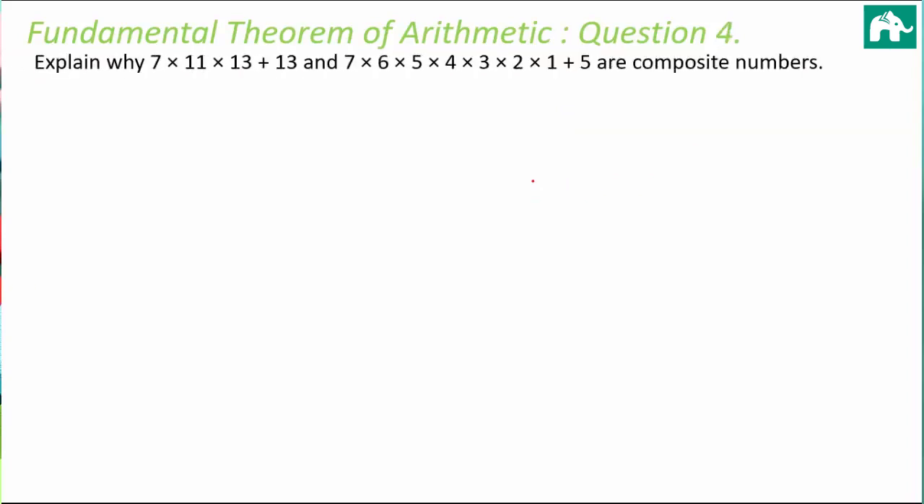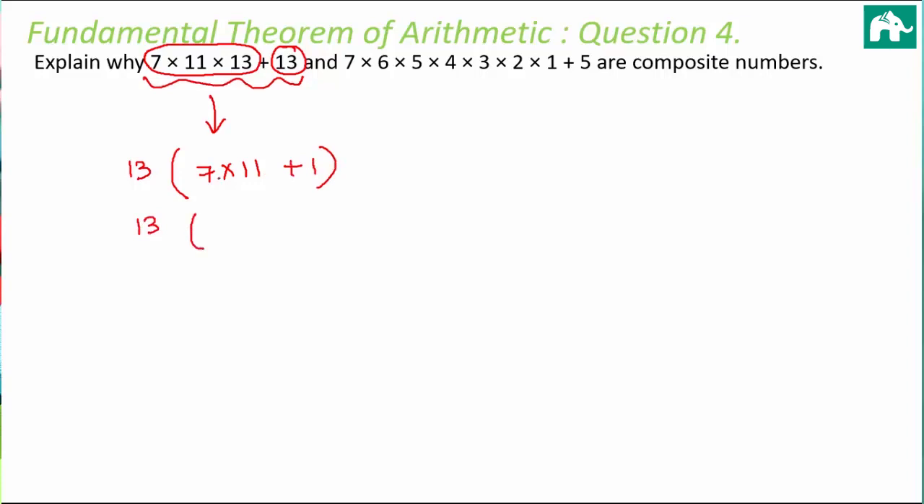Question number 4. Explain why 7 into 11 into 13 plus 13 and 7 into 6 into 5 into 4 into 3 into 2 into 1 plus 5 are composite numbers. I'll do one and I'll leave the other one for you. Is that fine? Okay. So let's look at the first one. So this is one term and this is the other term. In both of these terms, 13 is common. So you take 13 common. So you are left with 7 into 11 plus 1. That is 13 into 77 plus 1, that is 78. Now let's do factorization of 78. 2 3s are 6, 2 9s are 18.